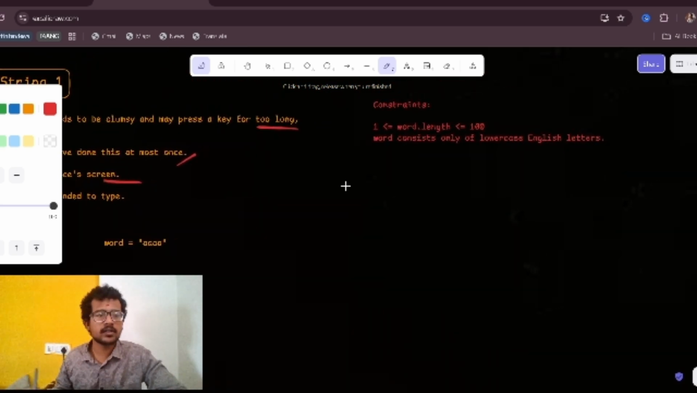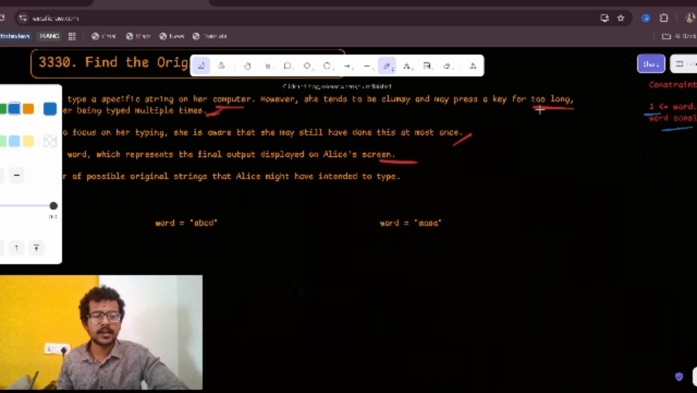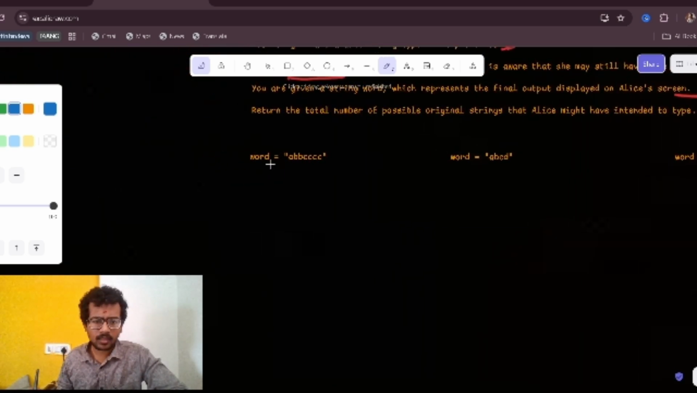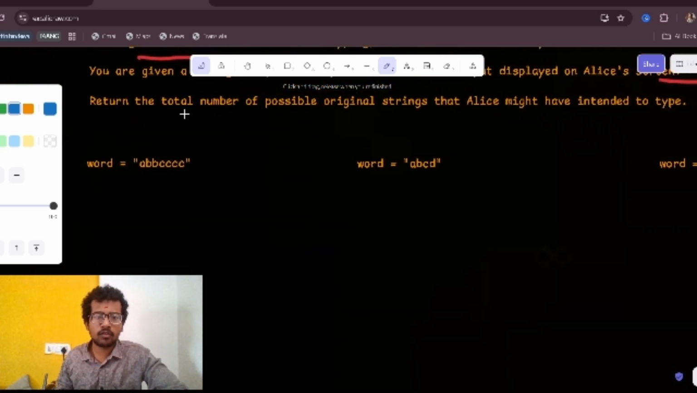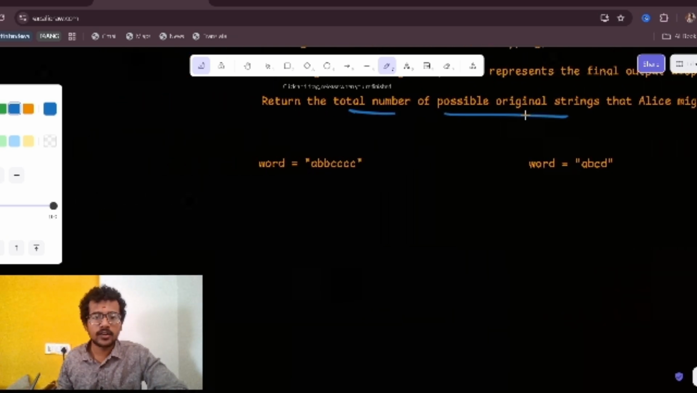So first let us see the constraints. The word length will be from 1 till 100 and the word consists of only lowercase English letters. Now, we need the total number of possible original strings that Alice might have intended to type.